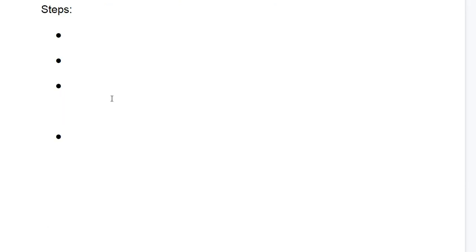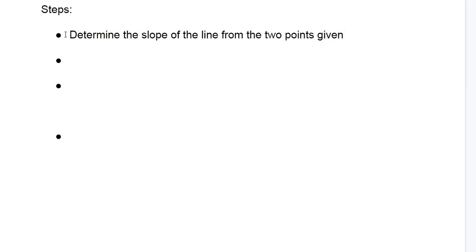Okay, our steps for this are pretty straightforward. The first thing we want to do is determine the slope of the line from the two points given. Okay, that shouldn't be too bad. If you have two points, you can graph them. You can use your y2 minus y1 over x2 minus x1. That'd be one way to do it.